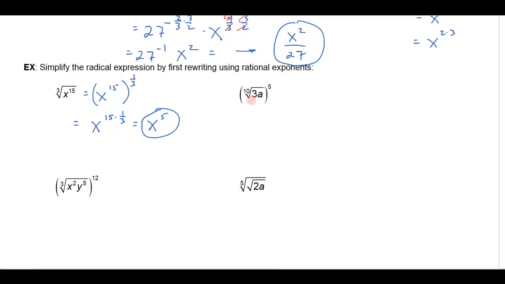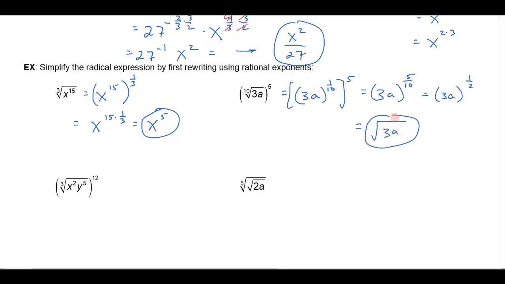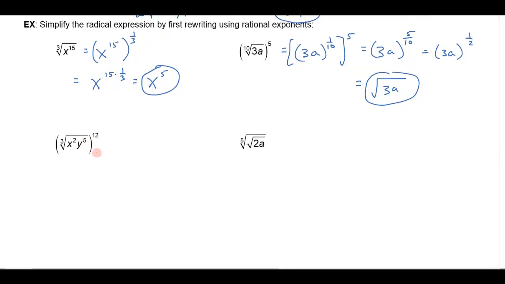So notice it's like we just divided the 3 into the 15. Or if I had the 10th root of 3a all raised to the 5th, this would be 3a to the 1/10th power, and then all of that is raised to the 5th power. So now I can multiply my exponents. That would be 3a to the 5/10, which is 3a to the 1/2, because I can reduce the fraction. And so that's the same thing as just the square root of 3a. So you see how the 5 over 10 reduces to just a square root.